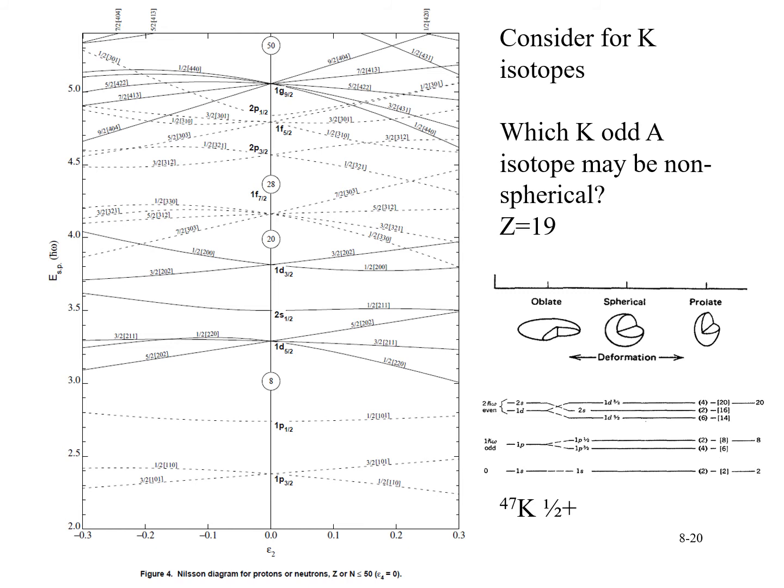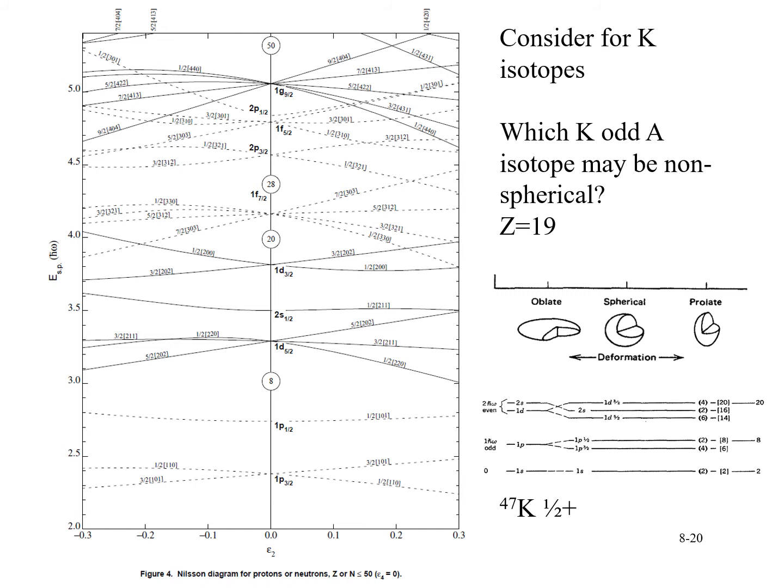We can do another example for potassium isotopes. Let's consider odd A potassium isotopes, so the unpaired nucleon is from the proton. Potassium has 19 protons. From the shell model, the 19th proton is living in this 1d 3 halves state. So we would expect a spherical potassium isotope to have a spin of 3 halves and a positive parity.